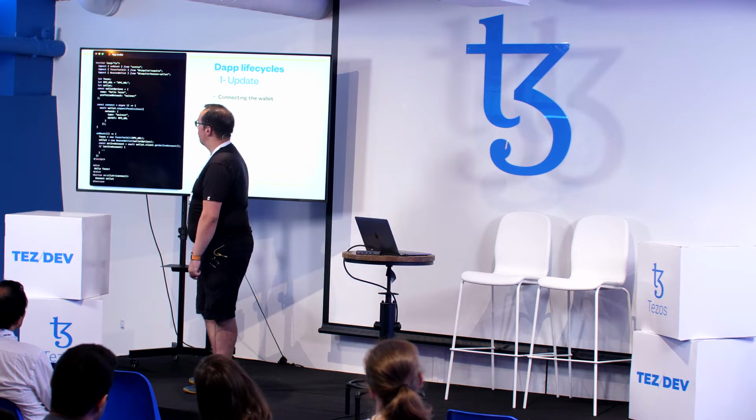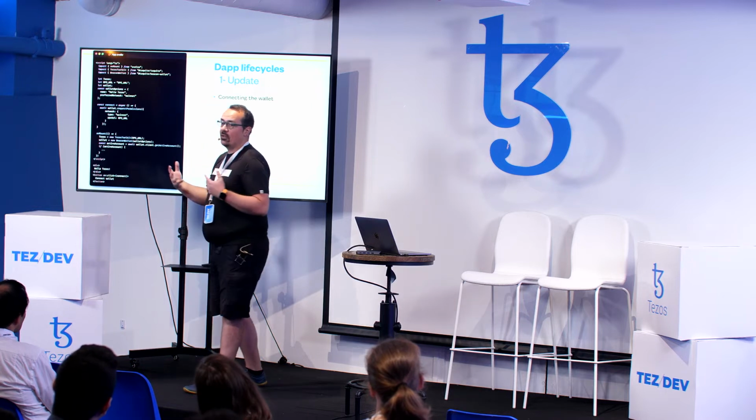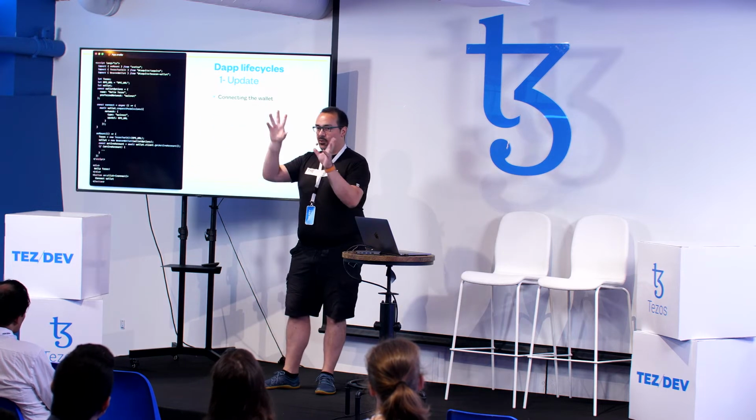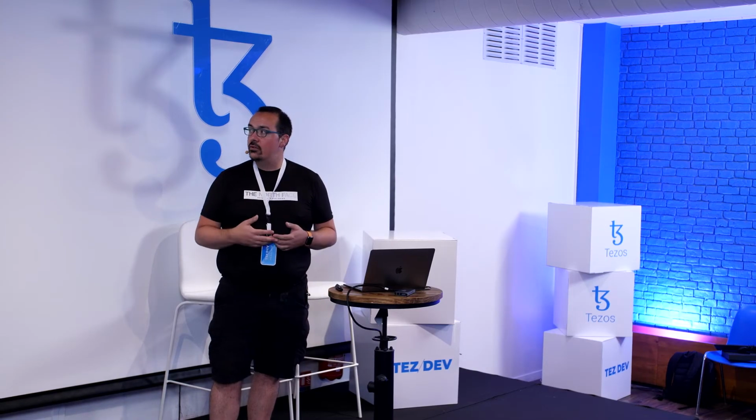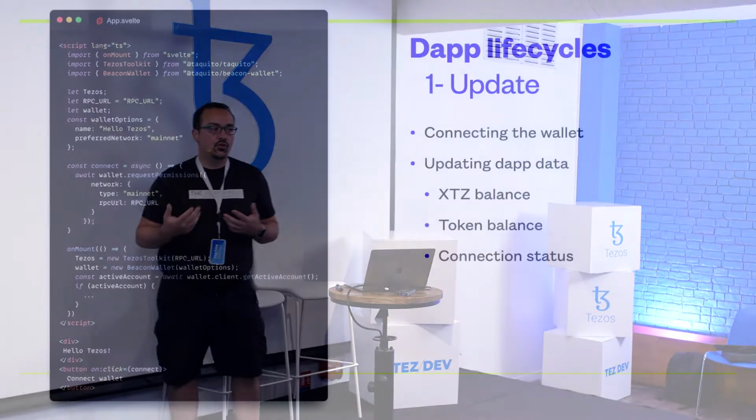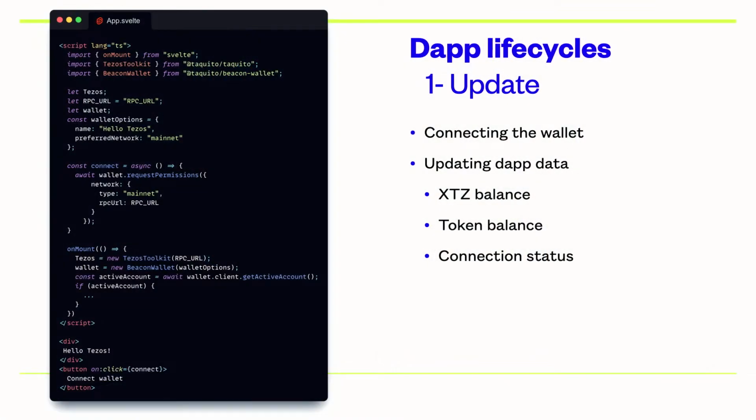There's a request permissions method, and at this point, that's where you're going to have the nice pop-up with the selection of wallets that the user is going to use to interact with your application. And next, when the wallet is connected, that's where you should update the interface of your application.